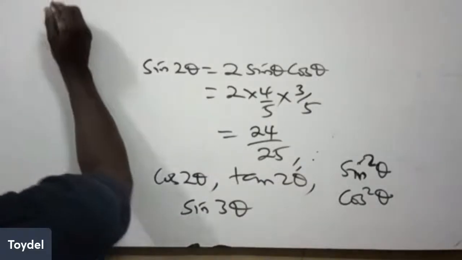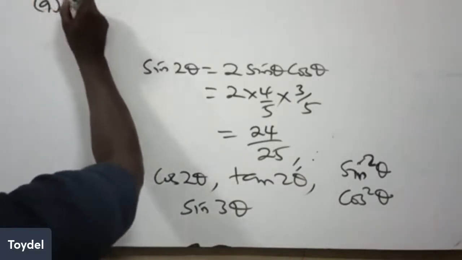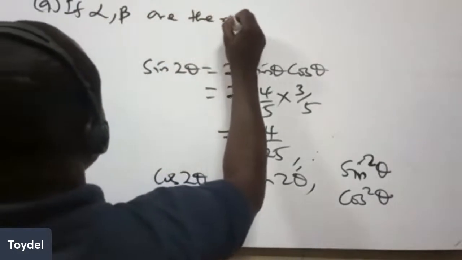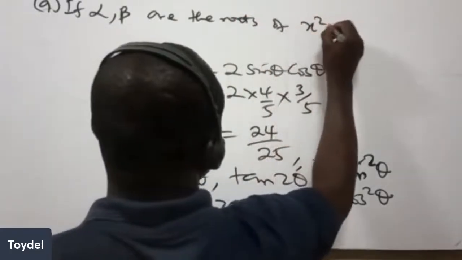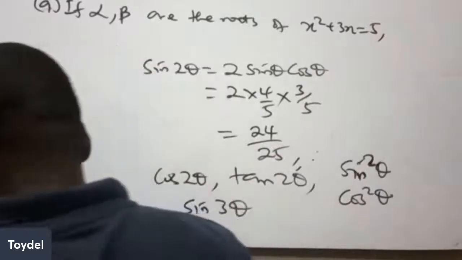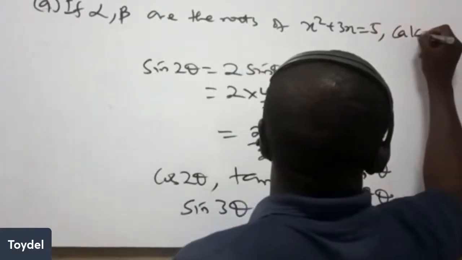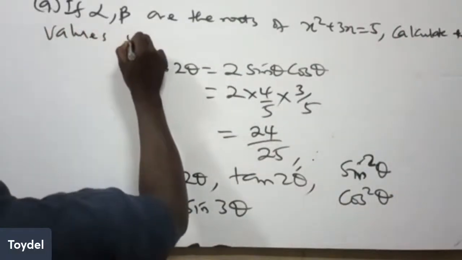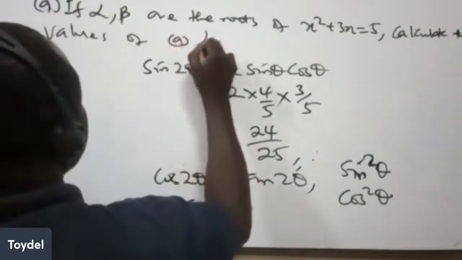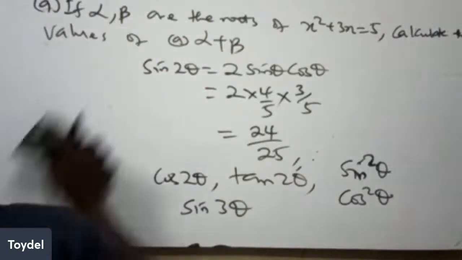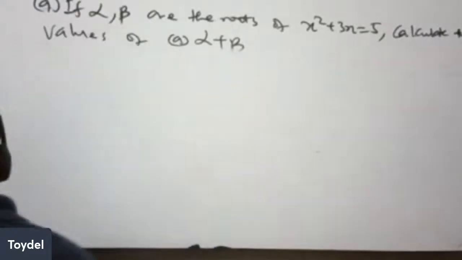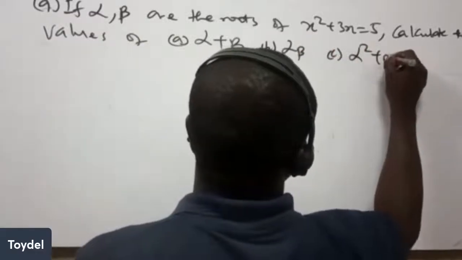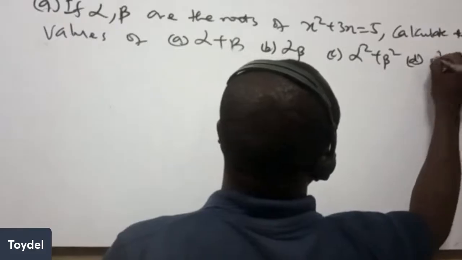So we take another question. Say question 9. The question says, if alpha, beta are the roots of x squared plus 3x is equal to 5 of this quadratic equation, we have to calculate the values of the first question, alpha plus beta. That's the first question. We have to calculate the value of alpha plus beta. The second one, alpha beta. The third one, alpha squared plus beta squared. Then the last one, we have to calculate alpha minus beta.